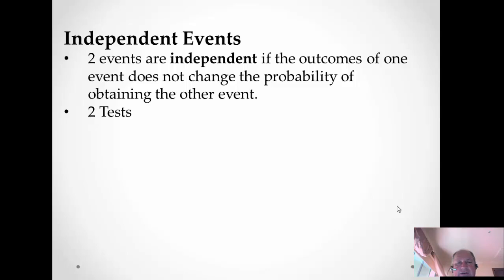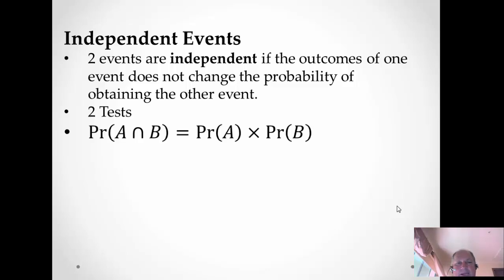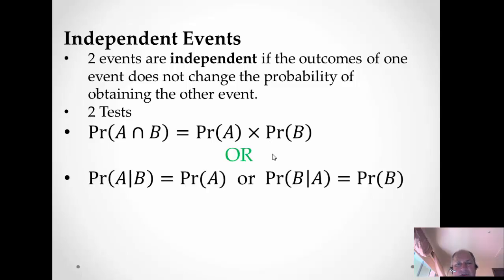There are two tests to test if two events are independent. The first test is that the probability of the intersection of A and B is equal to the probability of A times the probability of B. If that's true, then the two events are independent. An alternative approach is this: if the probability of A given B is simply equal to the probability of A, then they're independent, or vice versa, if B given A is equal to the probability of B. When we do an example, this might be a bit clearer.